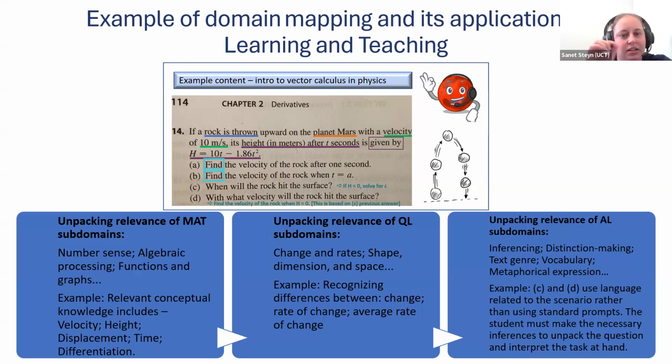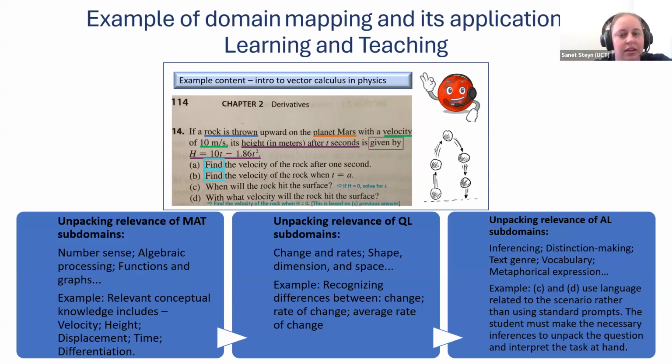14A and B ask it in a way that follows a particular template, and it's sort of the standard way of asking the question, whereas C and D are both embedded in the specific context of the question.